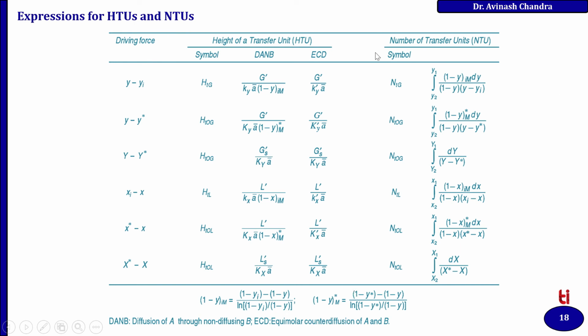So in this table, the expressions for HTUs and NTUs are tabulated here, where this is the driving force, this is the symbol, and this is the height of transfer unit HTU. DB stands for diffusion of A through non-diffusing B, whereas EC stands for equimolar counter diffusion of A and B. So this is for counter diffusion, this is for equimolar diffusion. The HTG, HTOG, HTL, HTOL are all tabulated here, and similarly for the numbers of transfer units.